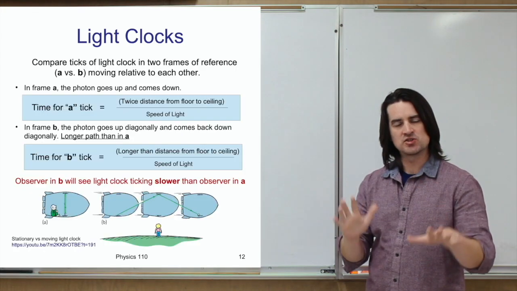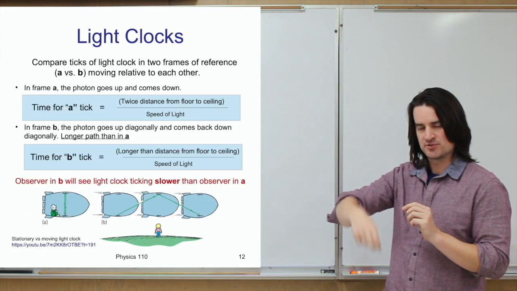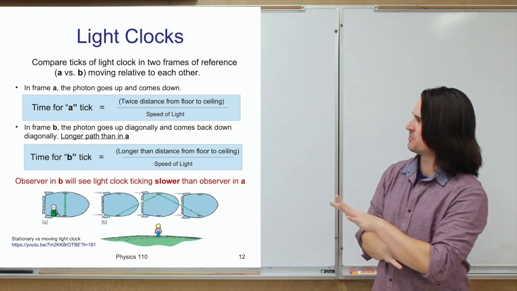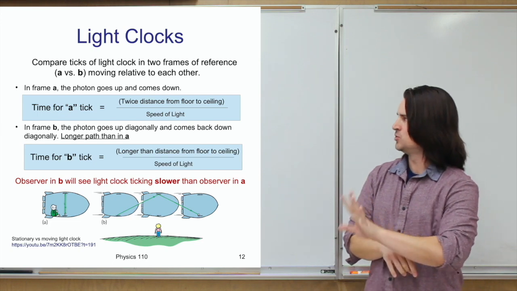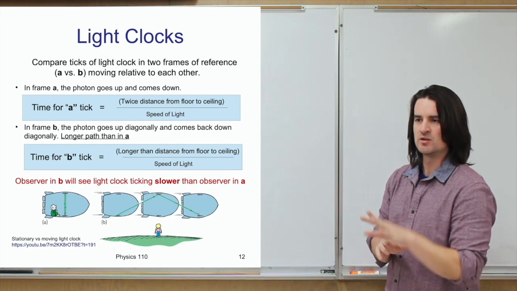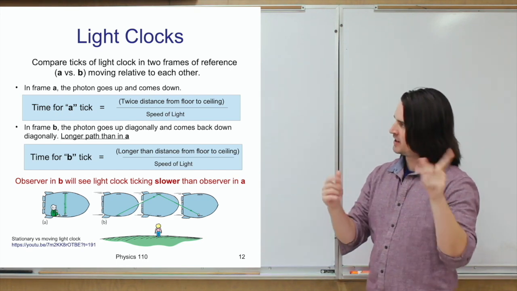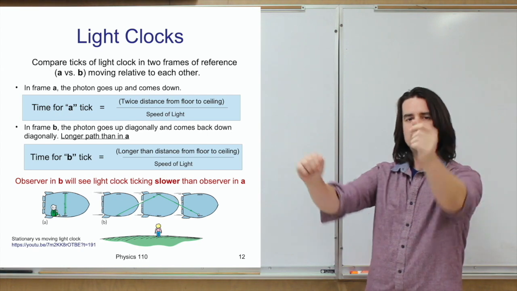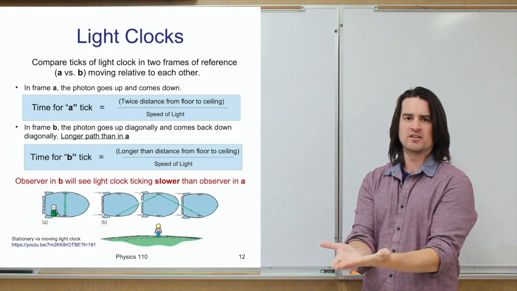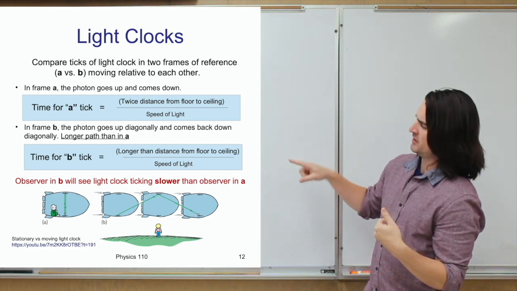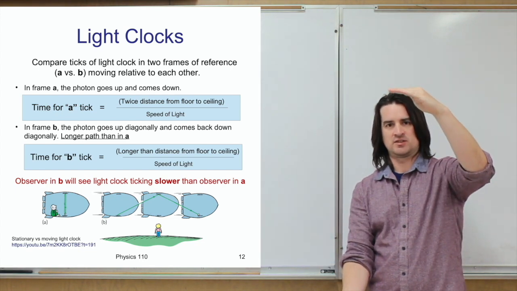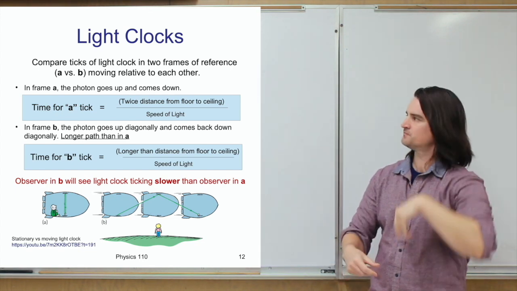Keep that in mind. This is our clock now. It's bouncing, this photon bouncing back and forth. Okay, so now we want to compare what two observers would see watching this light clock. One observer, which we're going to call observer A, is going to be at rest with respect to the light clock. Essentially they're holding the light clock, or in this picture, they're in a spacecraft, and the light clock is stationary in the spacecraft.